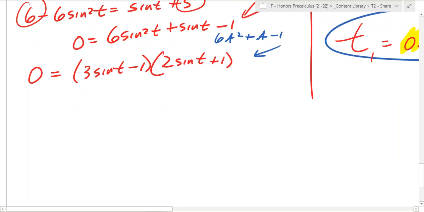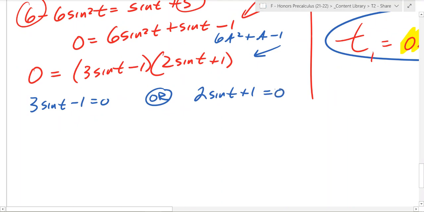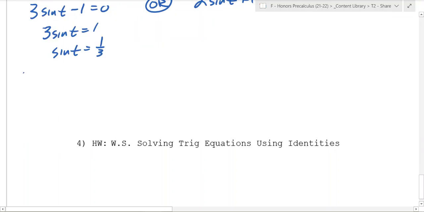So what that means in this case is that 3 sine t minus 1 is equal to 0, or 2 sine t plus 1 is equal to 0. So 3 sine t is equal to 1, sine of t is equal to 1/3. So now what you have to do is do the inverse. So you know that t is equal to sine inverse of 1/3. That's the first t value, and it's plus 2 pi k.